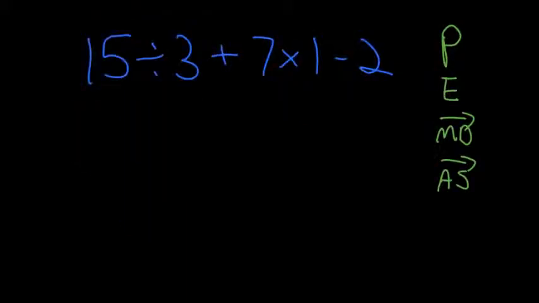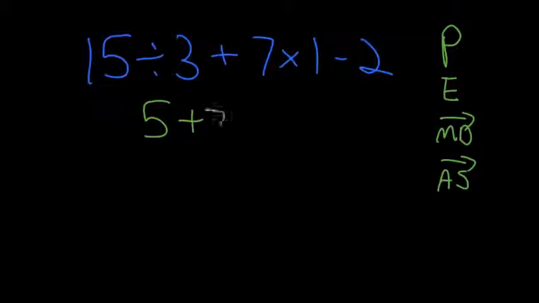Alright, so here I wrote out a long problem. I got 15 divided by 3 plus 7 times 1 minus 2. So start with parentheses, I don't have any. Next is exponents, I don't have any. Multiplication from left to right. So I do have multiplication and division, so I'm going to work that from left to right. So first one I come to is 15 divided by 3. 15 divided by 3 is 5.